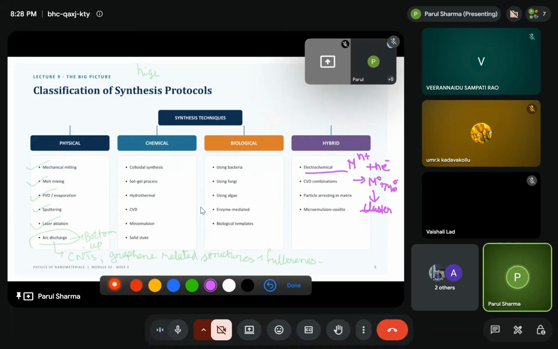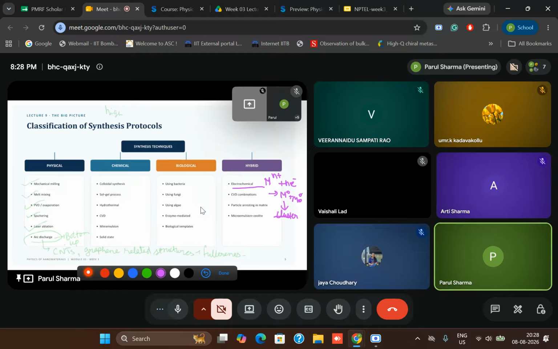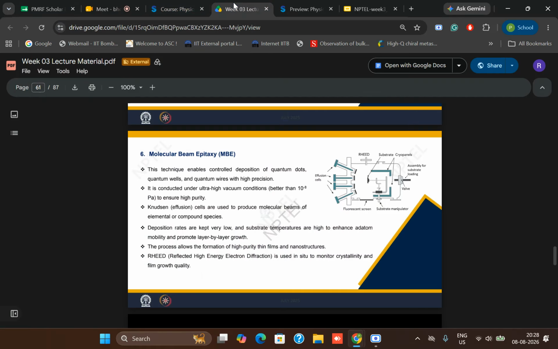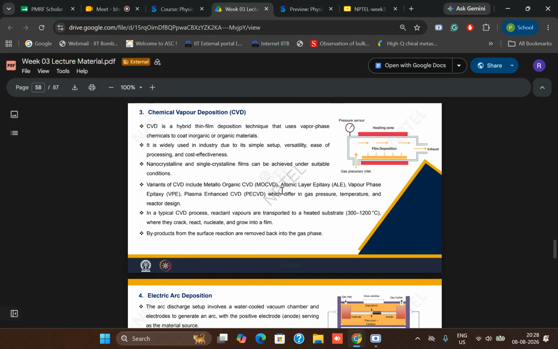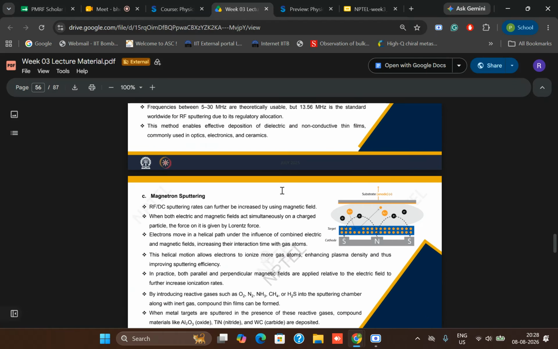Similarly CVD is also a hybrid process, and particle arresting in a matrix.